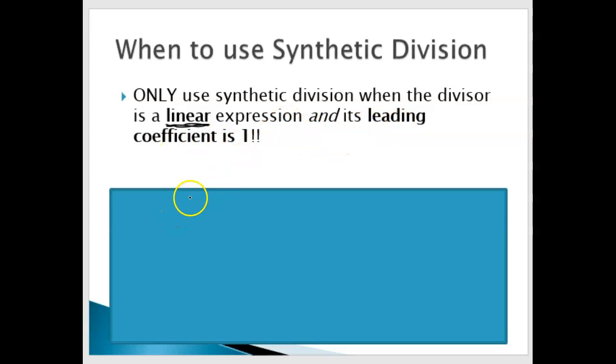Okay, so if you're dividing by like 2x plus 3, technically we could do that, but we have to do some things to it first to make its leading coefficient be a 1. So it has to be a linear expression that you're dividing by, so that means it can't be an x squared type of thing or an x cubed or anything like that. You have to use long division for those. We don't have any other way to do that. But if it's linear and its leading coefficient is a 1, then you can use synthetic division.